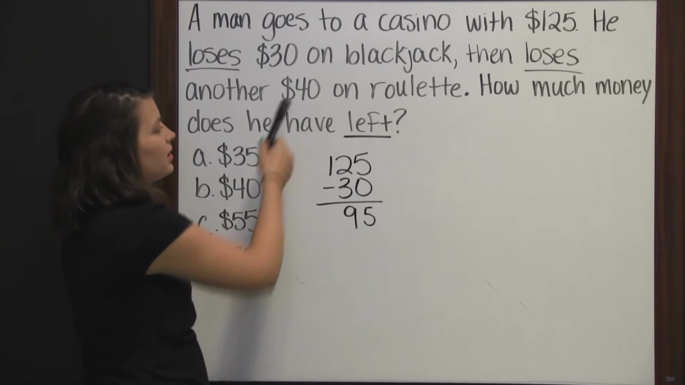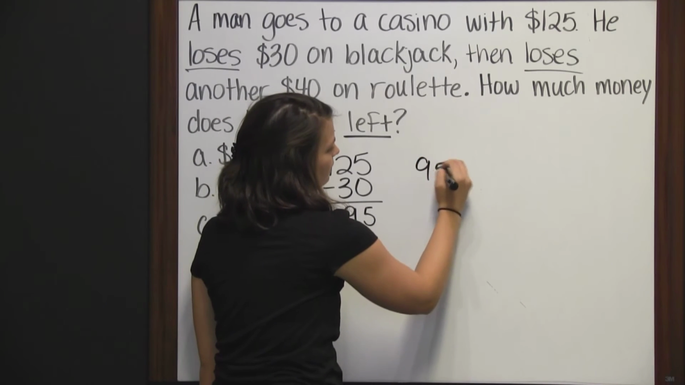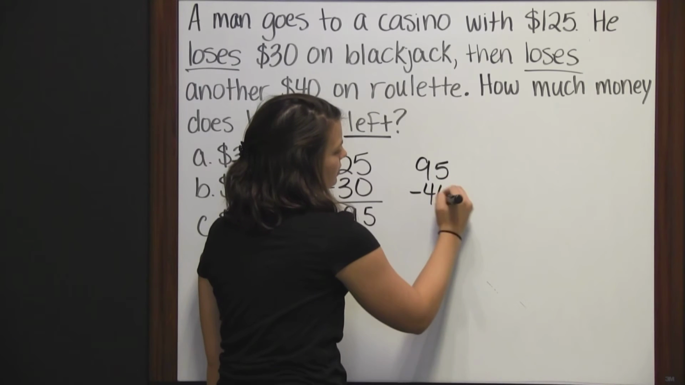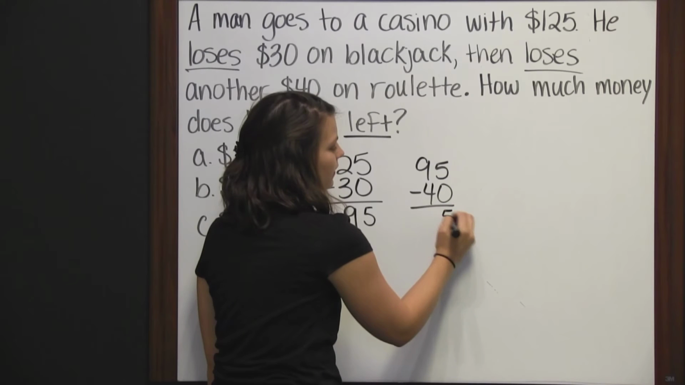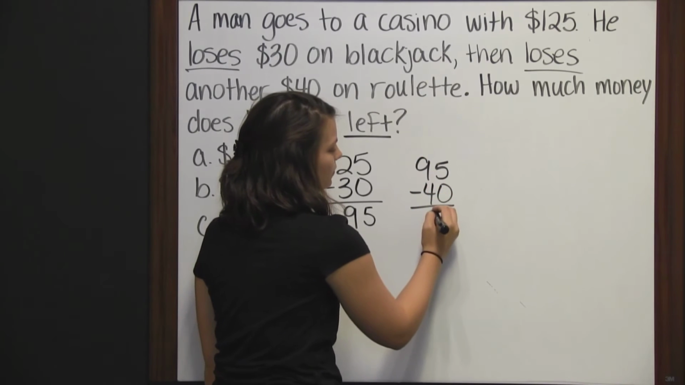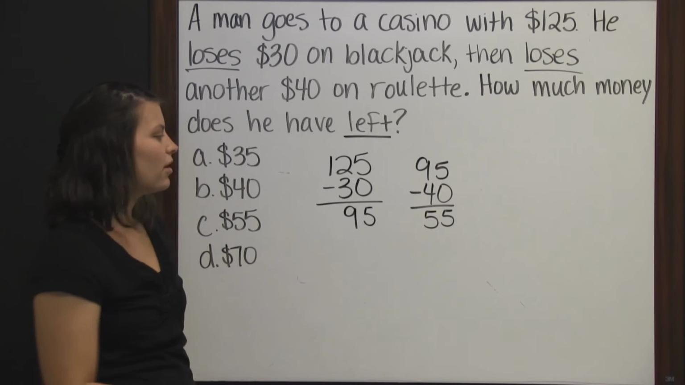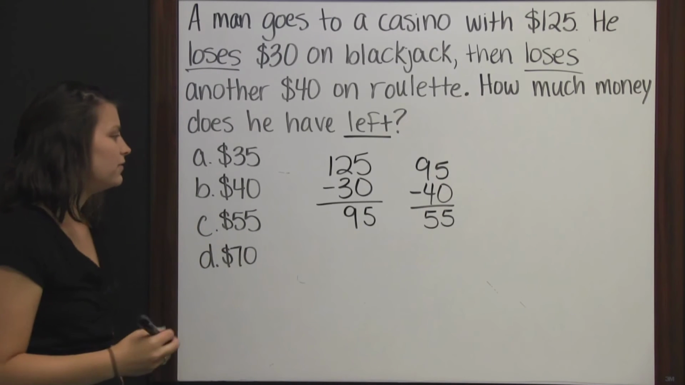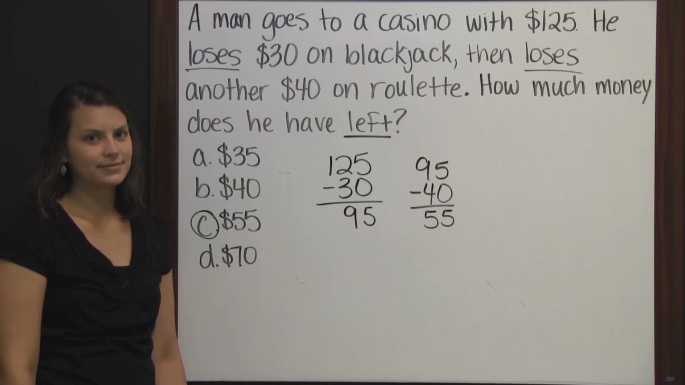But then he lost $40. So from that 95 he lost another 40. 5 minus 0 is 5, and 9 minus 4 is 5. So that means after all the money he lost, he was left with $55. Answer choice C.